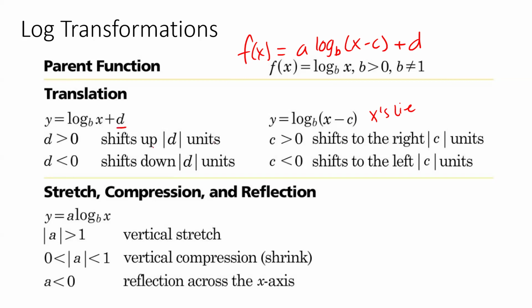Up and down is your D. Your C is your left and your right. Okay? And your A is your stretch, compress, or reflection. If A is less than 0, that means that it is negative. And if you have a negative, you're going to end up reflecting.